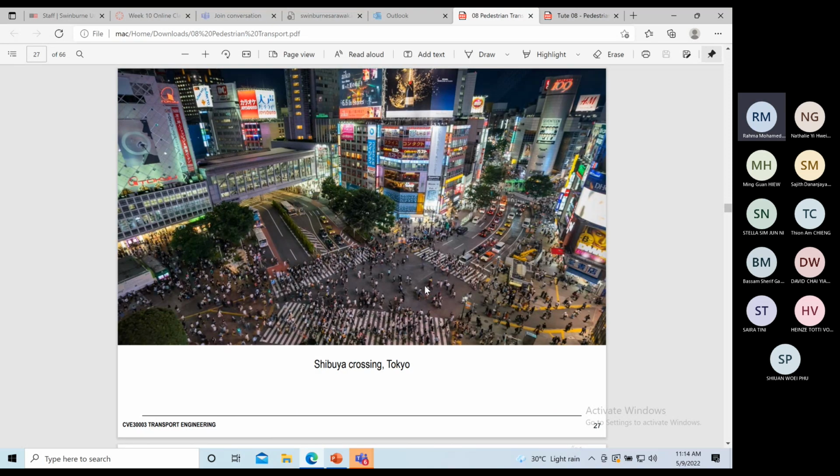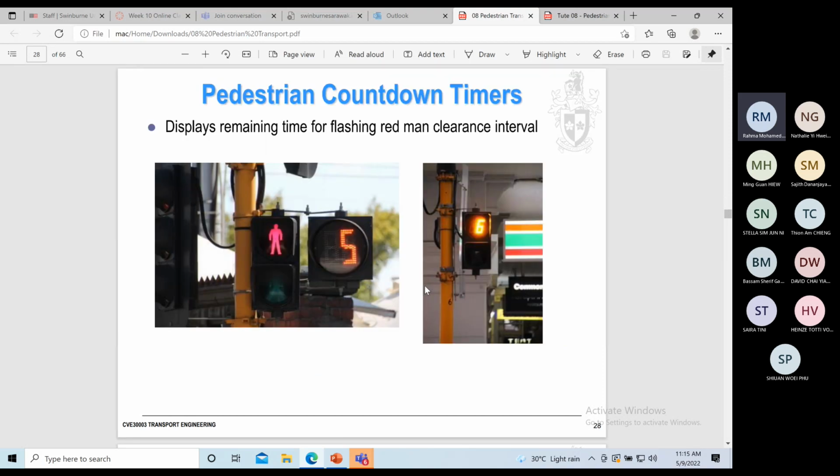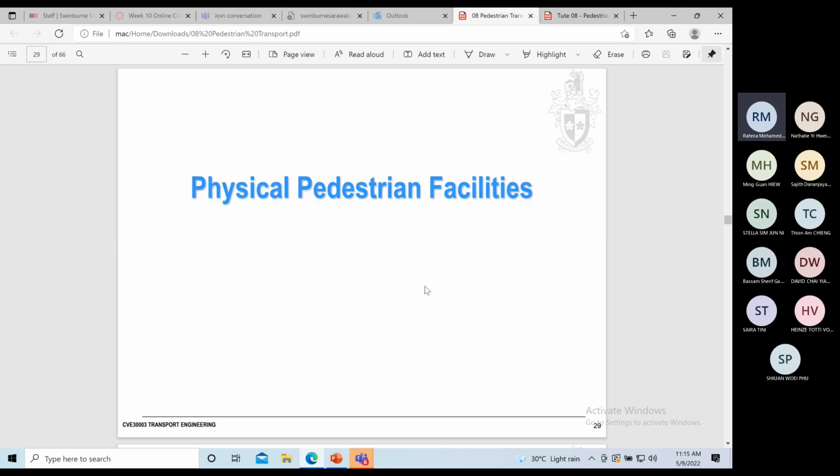This is just an example of an actuated traffic signal at Shibuya Crossing in Tokyo. Then we have pedestrian countdown timers. This one usually displays the remaining time for the flashing red man clearance interval. That was the time-separated facilities. So we now move on to physical pedestrian facilities.